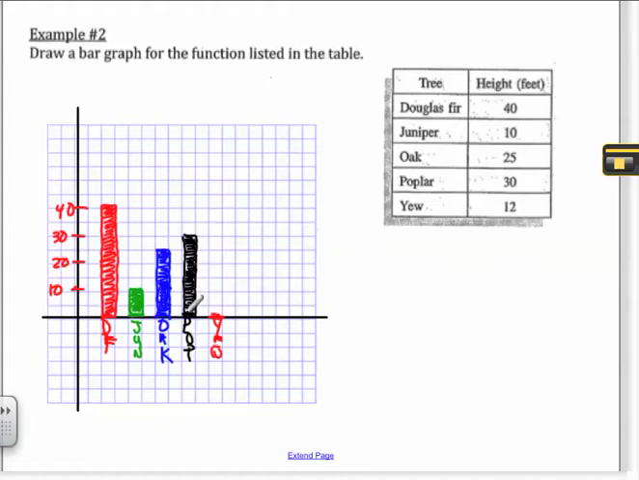Okay guys, I'm sorry, I'm not considering quantities of Douglas fir trees. I'm considering how tall each one is, and so this will give us a good sense. A yew tree is only 12 feet tall, so that's a little above where we were. All right. So clearly the Douglas fir is the tallest tree. Poplar is next, then the oak, and then the yew and the juniper.